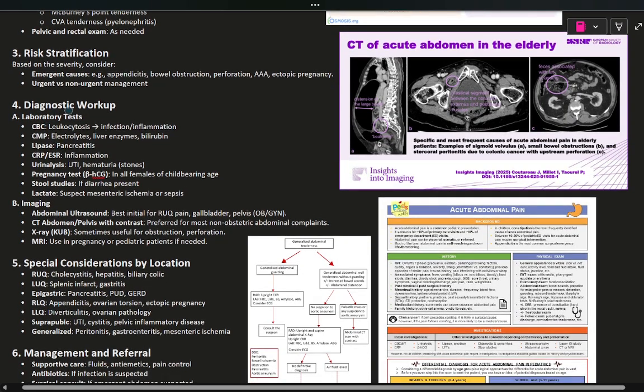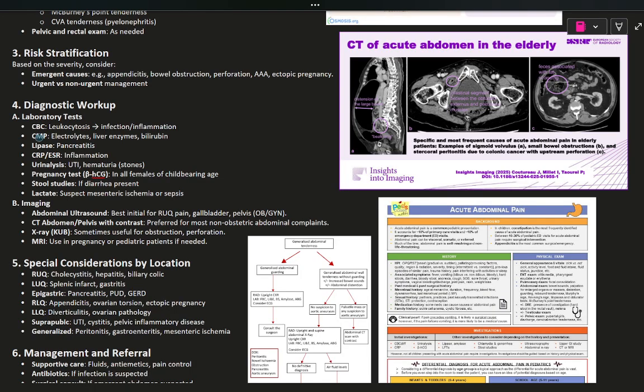And then, after you do the physical exam and gather appropriate information from the patient, you should order some of these tests. Most importantly, you should order the CBC, because if there's leukocytosis, then that could mean infection or inflammation is behind the abdominal pain. And CBC stands for complete blood count.